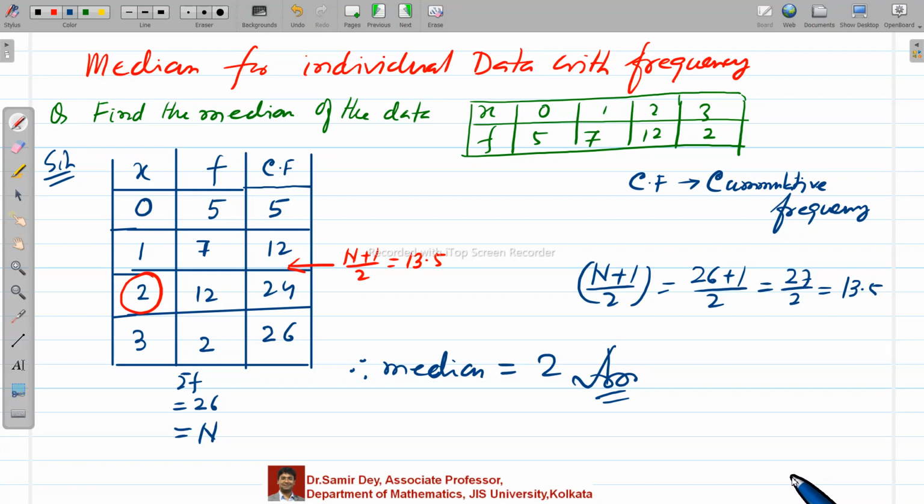In my next slide, I will discuss median for group data with frequency. Okay, and please remember this information, this one you need to calculate. Okay, so is it clear? Now switch to the next.